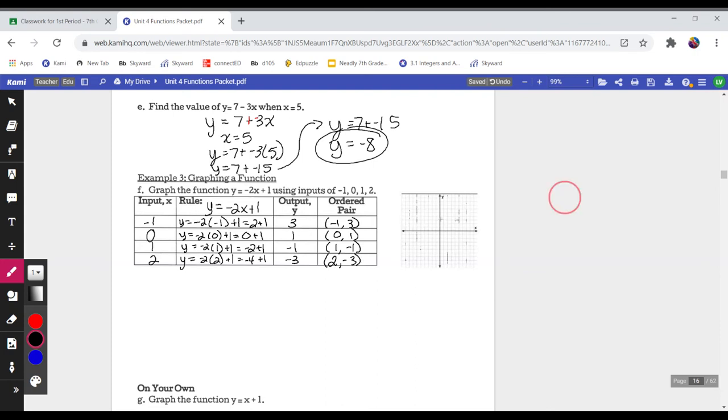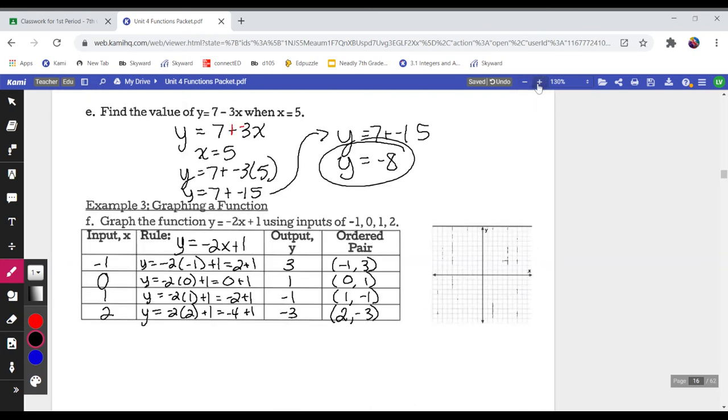So now I'm going to take these points and I'm going to graph them. I'm going to zoom in. So I'm going to plot negative 1, 3, 0, 1, 1, negative 1, and 2, negative 3. Then I'm going to take my line and I'm going to put it through all my points.